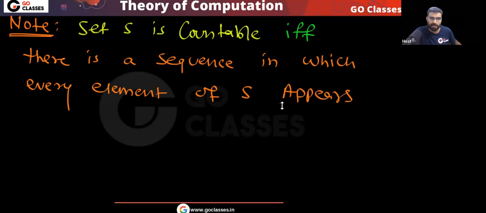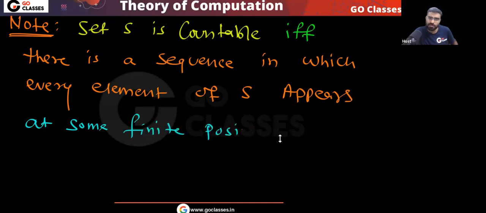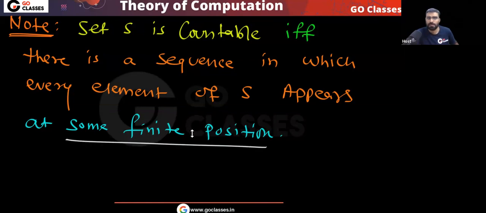Every element of S appears at some finite position, maybe first position, second position, third position, and so on. Is this clear? So set S is countable if and only if there exists a sequence in which every element of S appears at least once at some finite position. Okay, this is the definition. That's it.